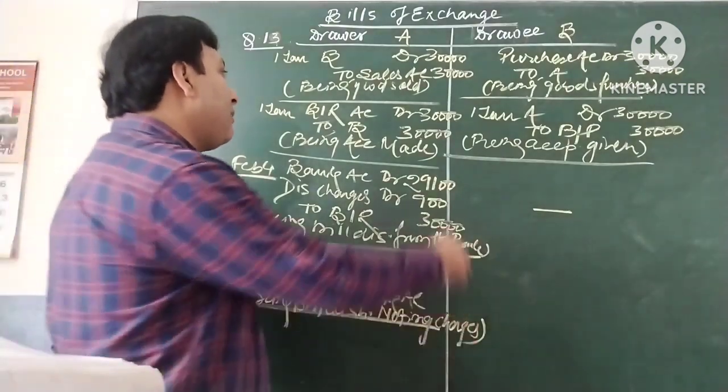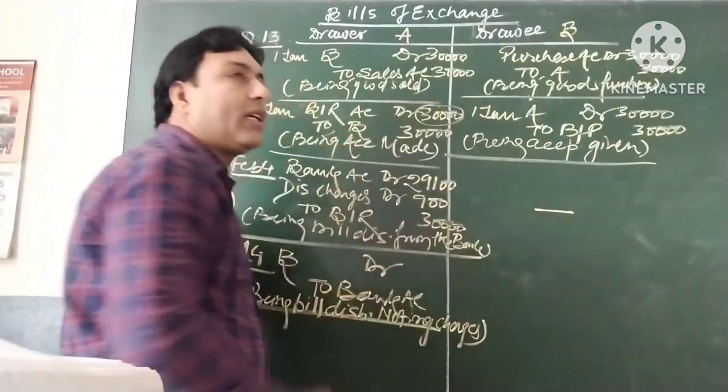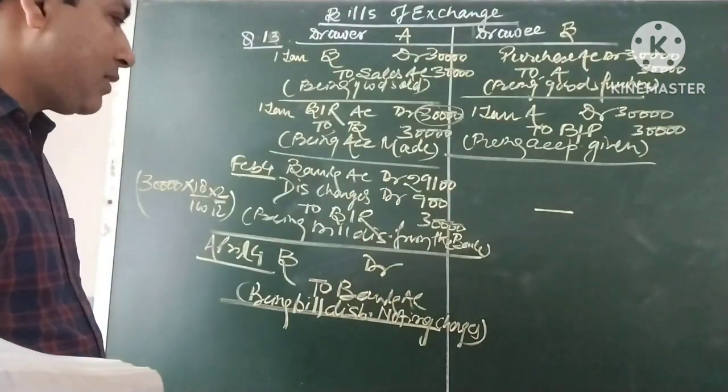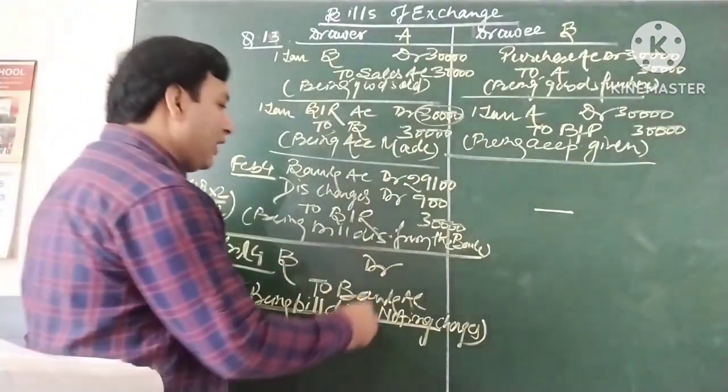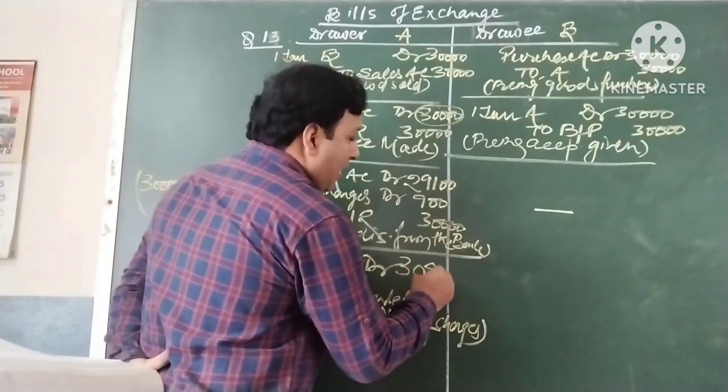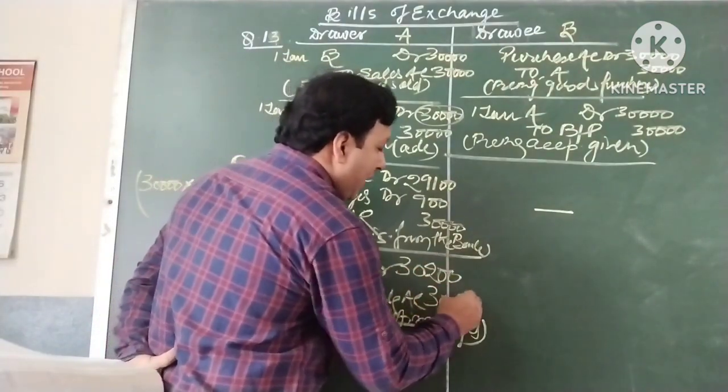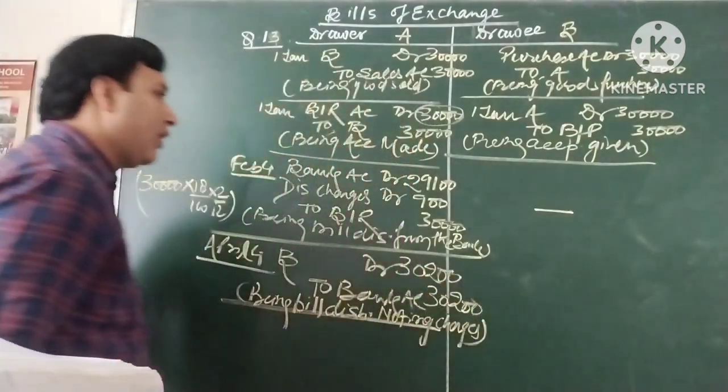What is the total bill amount? Total bill amount कितना है? 30,000 and noting charges paid by the bank. It means noting charges how much? So 200. So you have to write here 30,200.